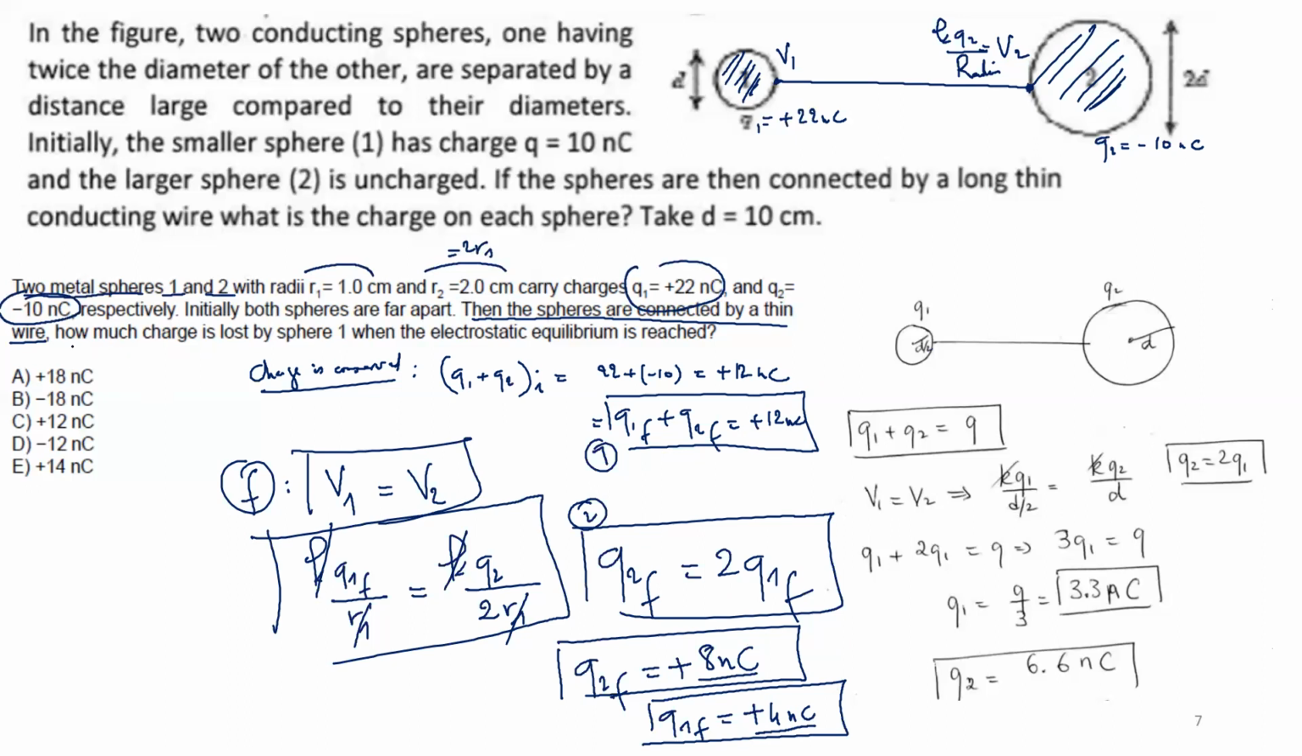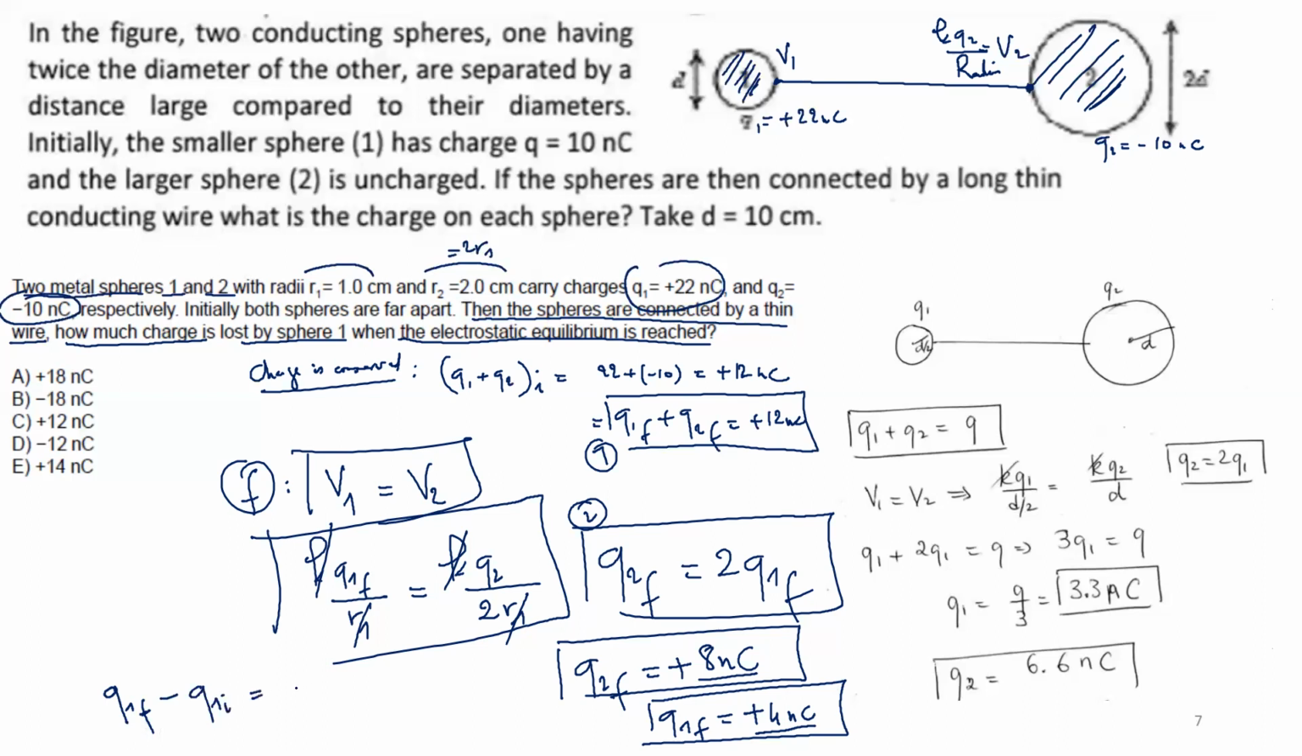Now, that's still not the question. The question is, how much charge is lost by sphere 1 when electrostatic equilibrium is reached after connecting them by this thin, long conducting wire? So how much charge is lost by sphere 1? You can say that it will be basically Q1 final. So the charge lost by it will be Q1 final minus Q1 initial.